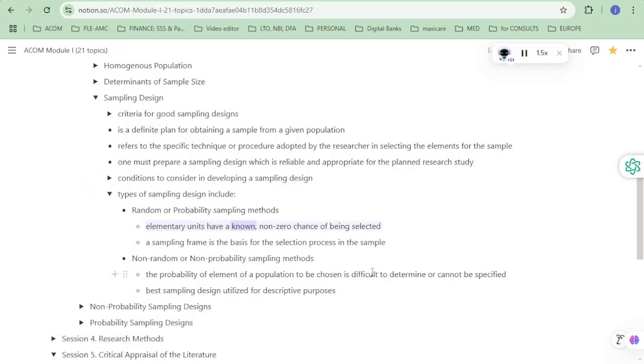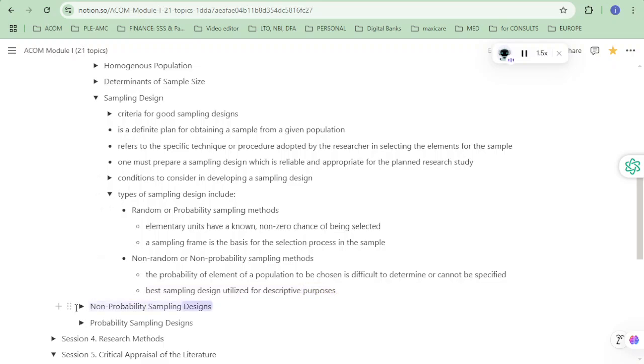In random sampling, elementary units have a known, non-zero chance of being selected. A sampling frame is the basis for the selection process in the sample. Non-random or non-probability sampling methods: the probability of an element of a population to be chosen is difficult to determine or cannot be specified. Best sampling design utilized for descriptive purposes.